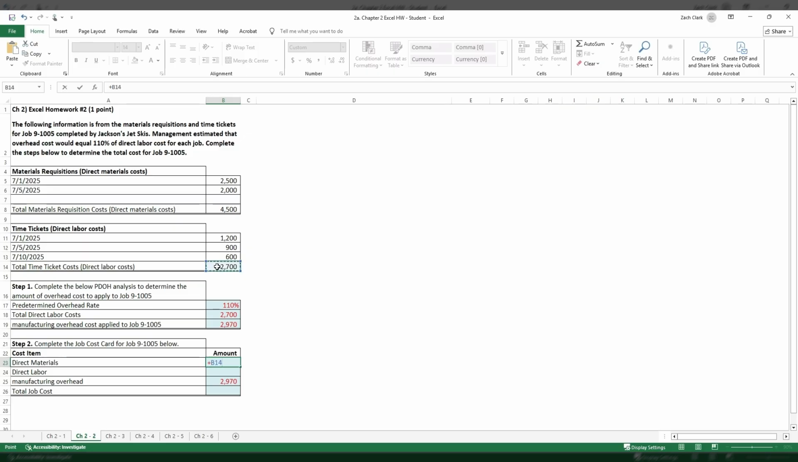Then we can just come back up here to our direct materials of 4,500, and then direct labor cost of 2,700. And basically this is our job cost card. And then let's do an auto sum to add those all together. And so the total cost that we have allocated to this job now is $10,170. And so if this job was finished, that would be our final finished goods amount. And when we sell it, that would be our cost of goods sold amount.